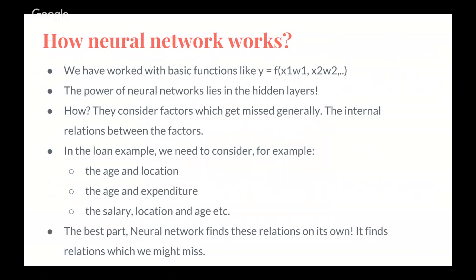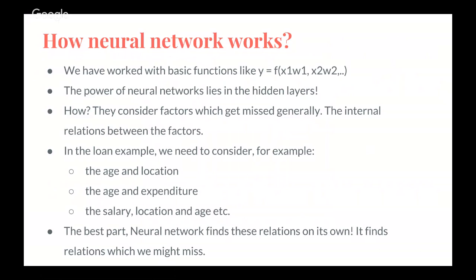The power of neural networks lies in the hidden layers. We have an input layer, and finally we have an output layer. Okay, in between we have a lot of layers, and those layers are called hidden layers. They don't tell us the output, they don't tell us the input, right? Though the values they hold, we cannot understand them on our own, right? But those layers are really important. The hidden layers are really important. Why? Because they consider the factors which we might miss.